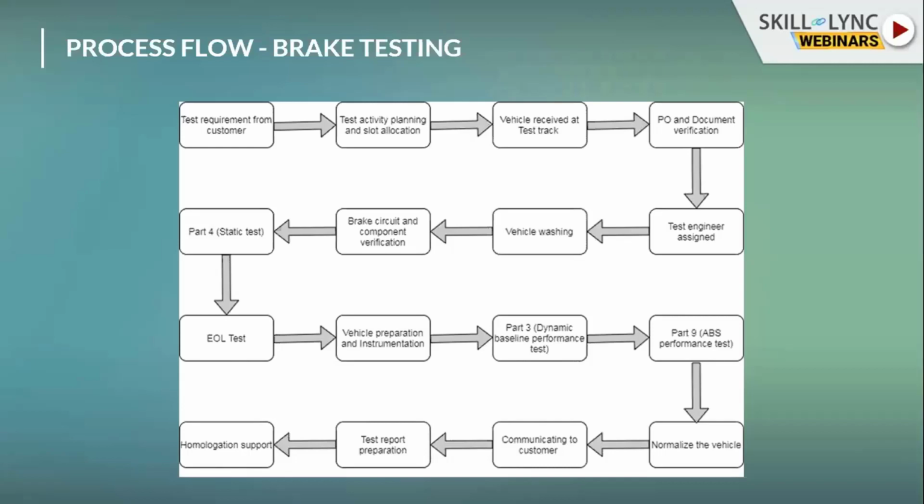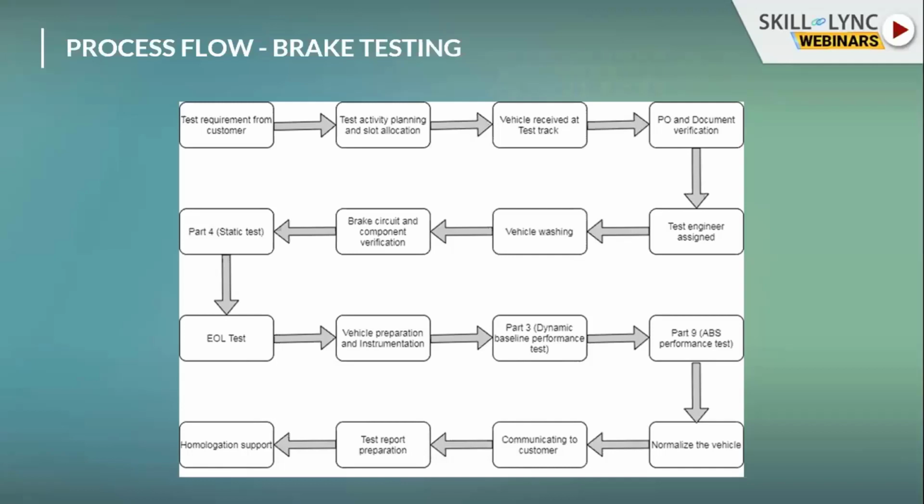This has to be done based upon the original brake circuit, which is given by the customer, who can be an OEM. We have to very keenly verify the brake circuits which are given in the documents against what is seen in the vehicle. After this procedure, we continue with the static test. The static test is the part 4 test which I explained at the start, which has to be completely tested.